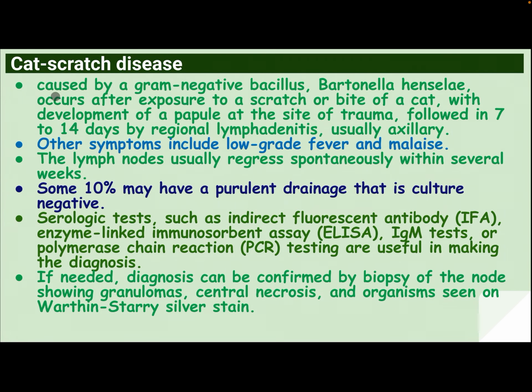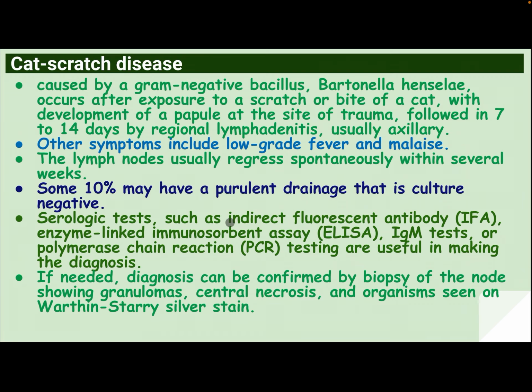Cat scratch disease, caused by a gram-negative bacillus, Bartonella henselae, occurs after exposure to a scratch or bite of a cat, with the development of a papule at the site of trauma, followed in 7 to 14 days by regional lymphadenitis, usually axillary. Other symptoms include low-grade fever and malaise. The lymph node usually regresses spontaneously within several weeks. 10% may have a purulent drainage that is culture negative.